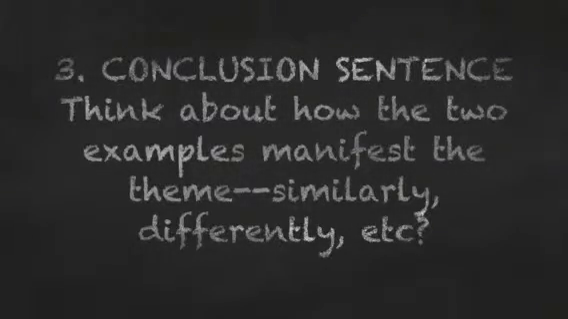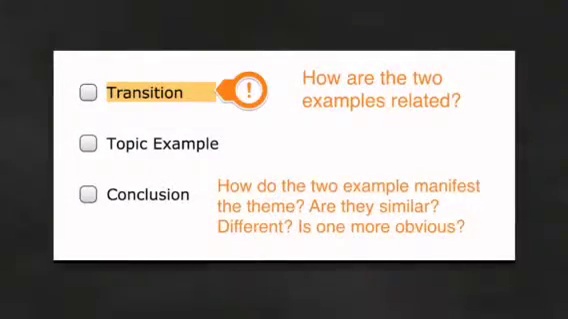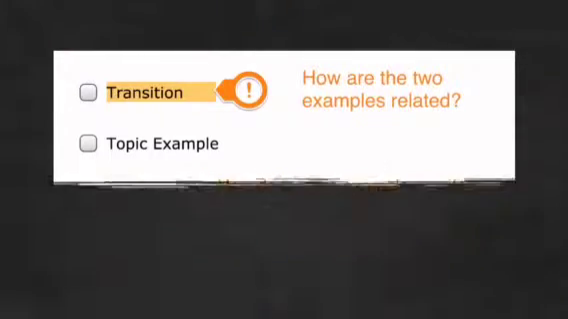Now for the conclusion sentence of your paragraph. Think about how the two examples manifest the theme, and then write your last sentence. Also work with your question or your writing partner on this part of the process. Try to think really deeply about how the themes are similar in the two stories. That will make for a very good conclusion sentence.